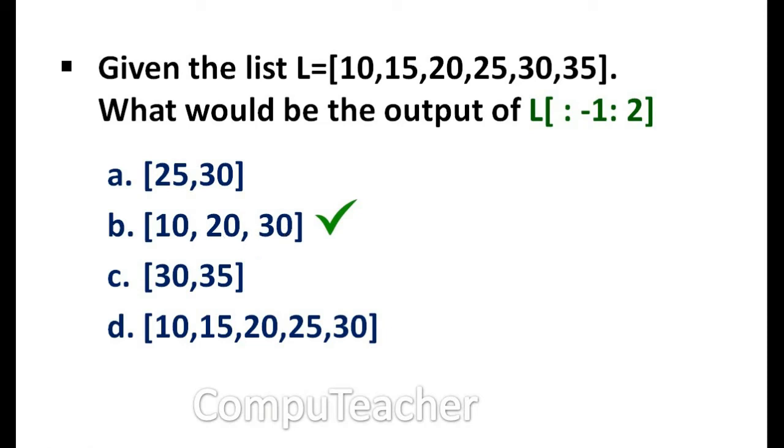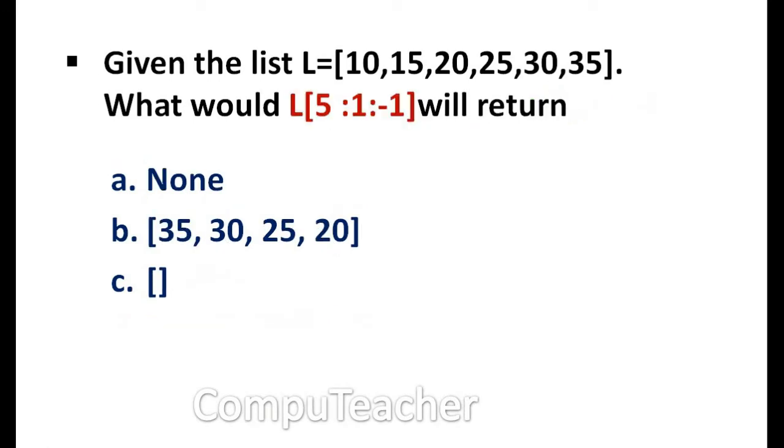How did you get it? The start value is 0, that is it starts at 10. The step value is 2. So 10 comes to 20, then 30. It will stop here because the stop value is minus 1, that means up to index minus 2. So the result is a list with values 10, 20, 30. I think it is more clear to you now.